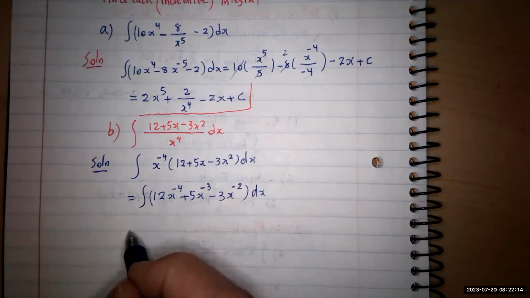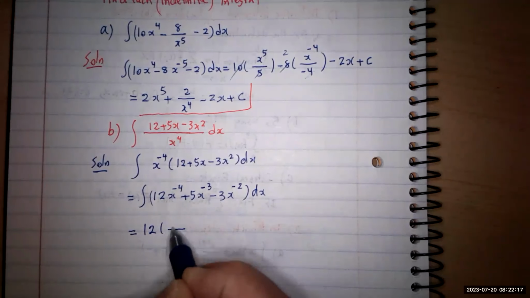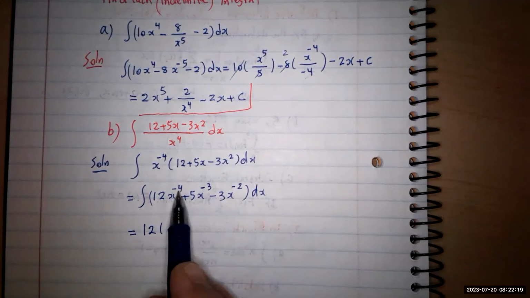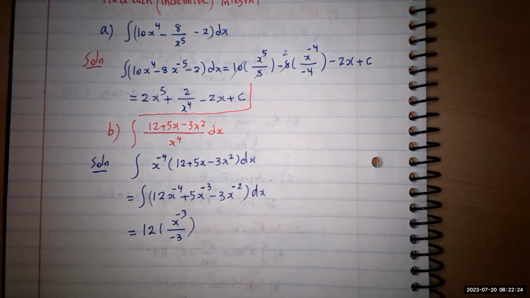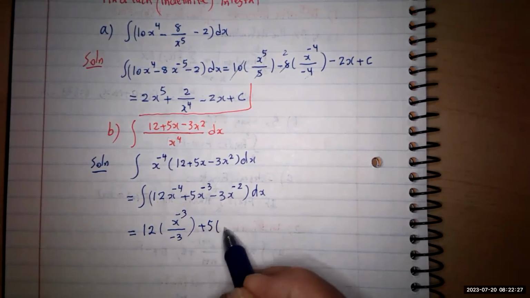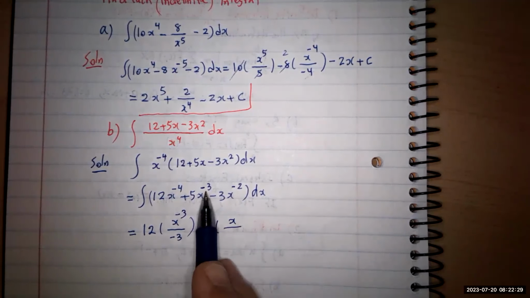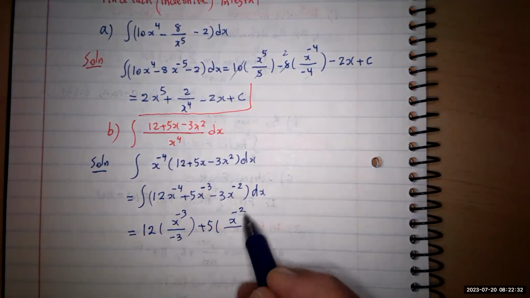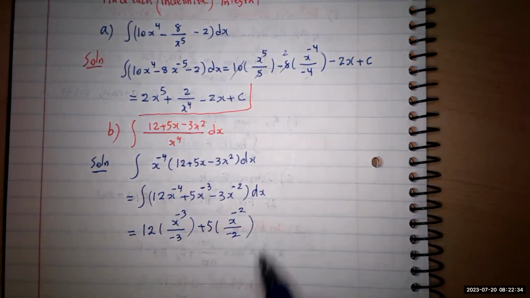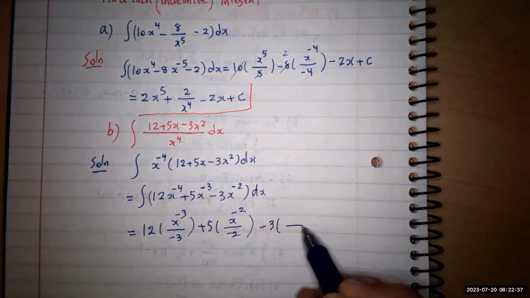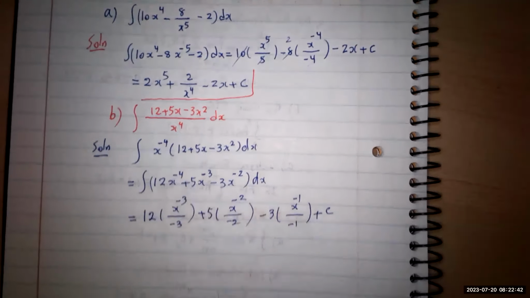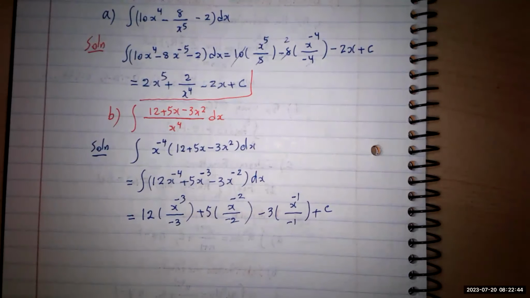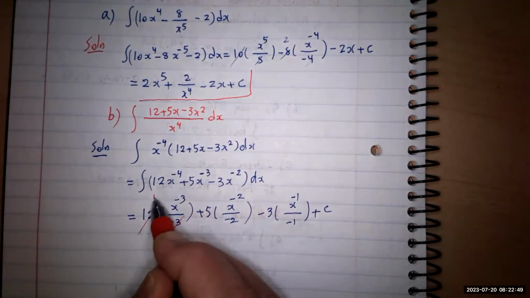Now integrate. Action of integration: 12x to the 1 up, negative 4 plus 1, negative 3, over negative 3, done. Plus 5x to the 1 up, negative 3 plus 1, negative 2, divided by negative 2, and you're done. Minus 3x to the 1 up, negative 1, plus the constant c. Simplify if you can, and then rewrite it. So that gave you a 4.